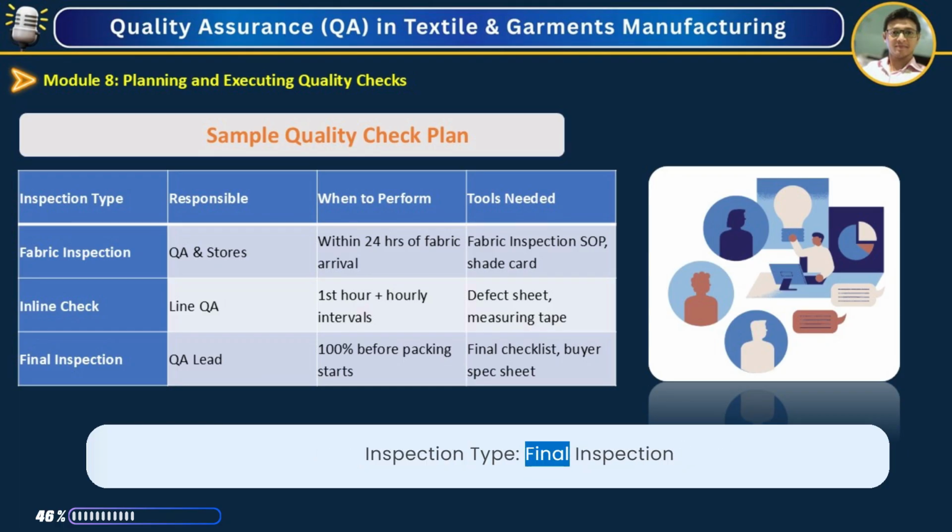Inspection type: final inspection. Responsible: QA lead. When to perform: 100% before packing starts. Tools needed: final checklist, buyer spec sheet.